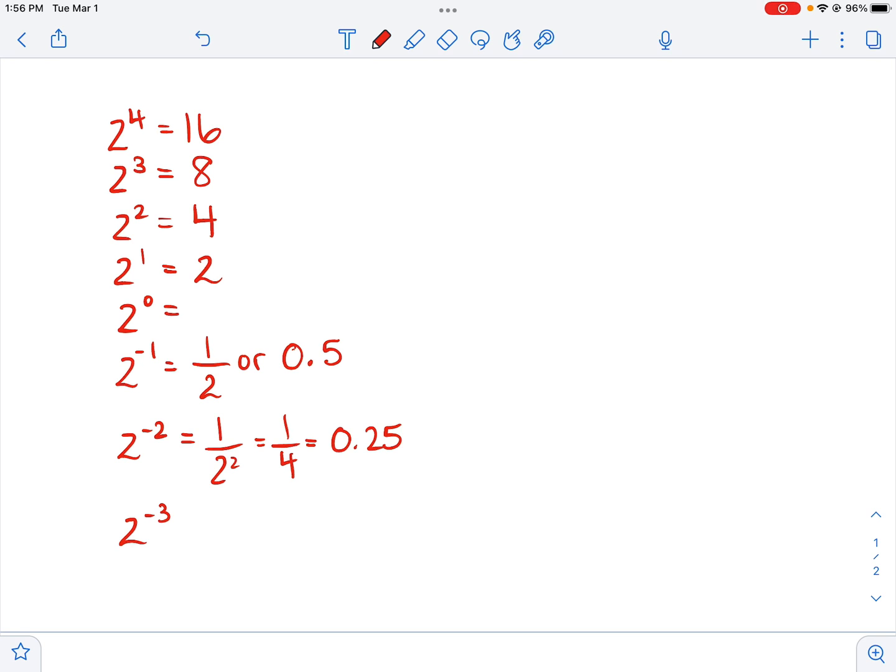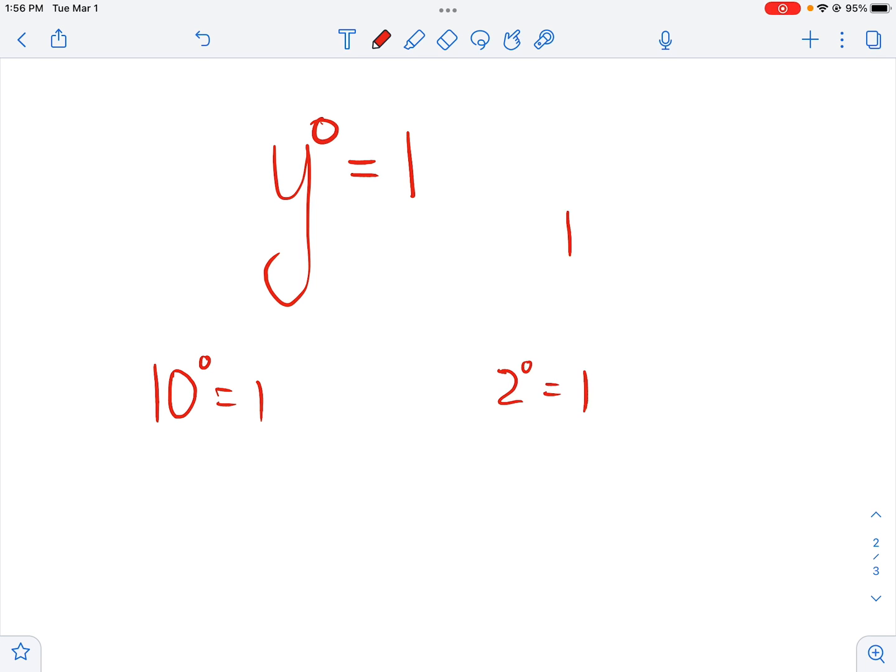You can see that my values are getting cut in half every time. So it would only make sense that this equals 1, right? Because half of 2 would be 1 if we're following this pattern. So that's another reason anything to the power of 0 would equal 1. It just fits in with the pattern of what we already know about exponents.